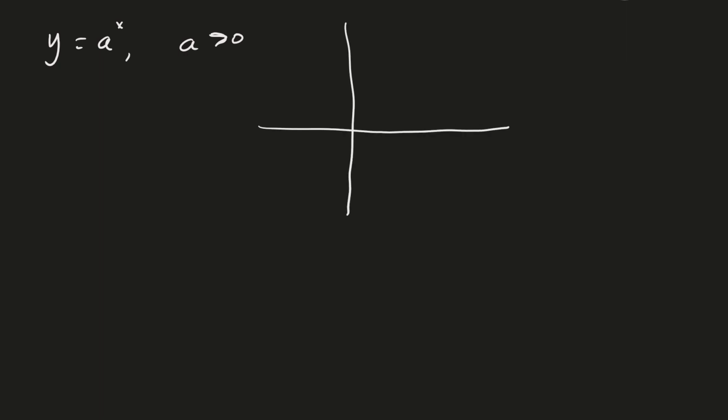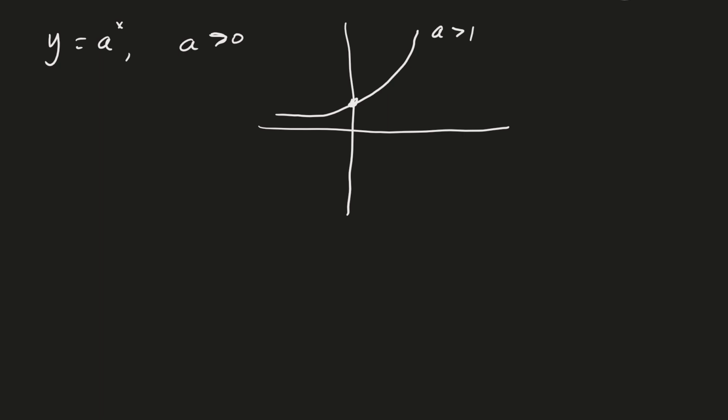So the general exponential function is going to be y equals a to the x, where a is a real number, and typically we want a to be greater than 0. Okay, and so if I were to plot that, then I would get a function. If a is bigger than 1, it would go up like that.